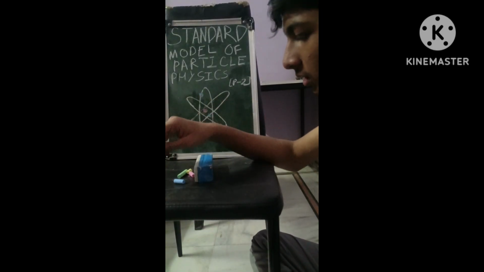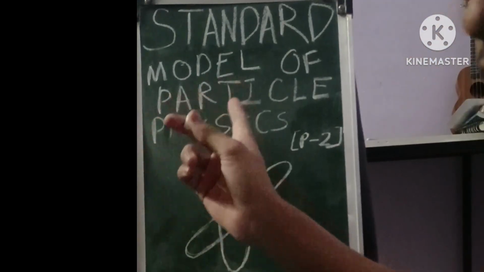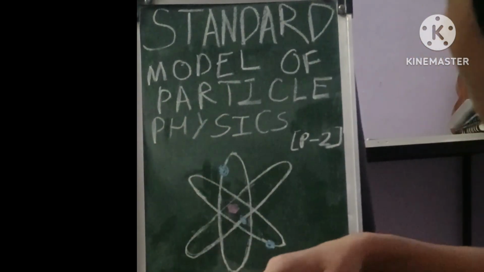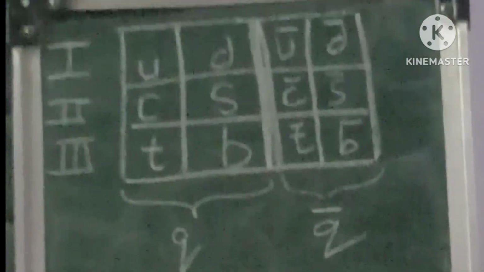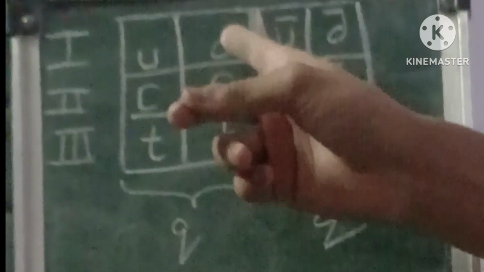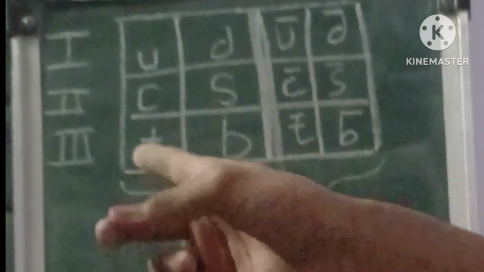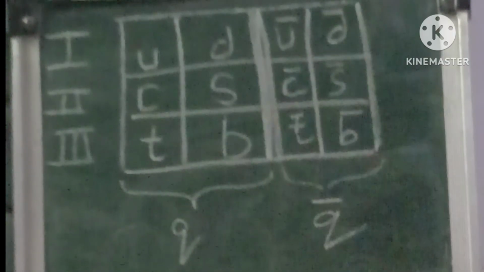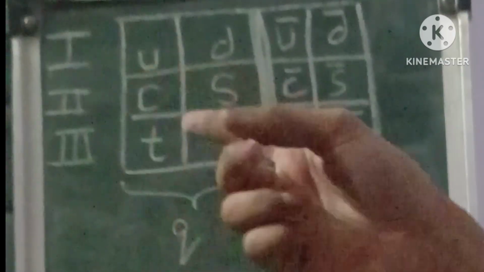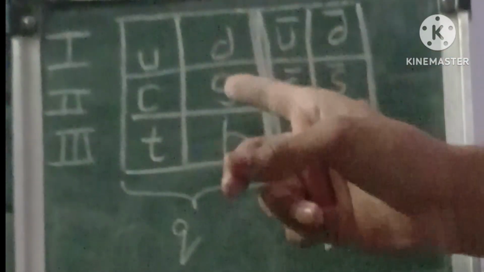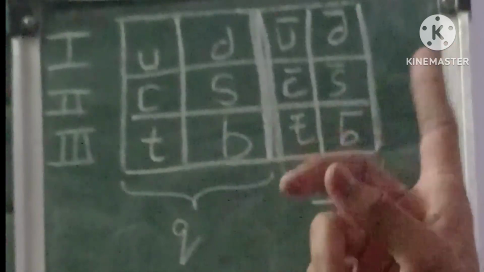Today we will be continuing the second part of the standard model. Let's start with quarks. There are the up quark, down quark, charm quark, strange quark, top quark, and bottom quark. The up quark and down quark are both generation 1. Charm and strange quark are both generation 2. And top and bottom are generation 3.